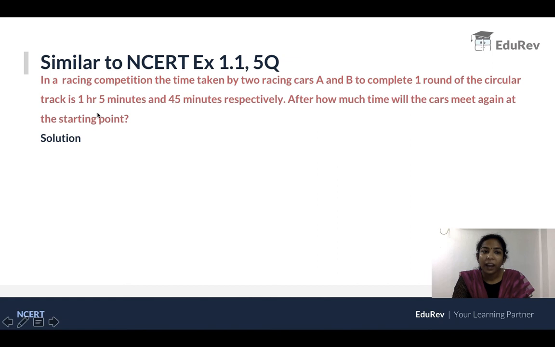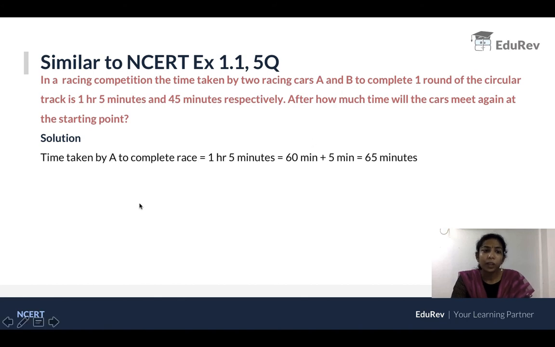But are both times in the same units? This one is in hours and minutes, and this one is in minutes. So your task is to convert both of them to the same unit. So the time taken by A to complete the race is 1 hour 5 minutes.